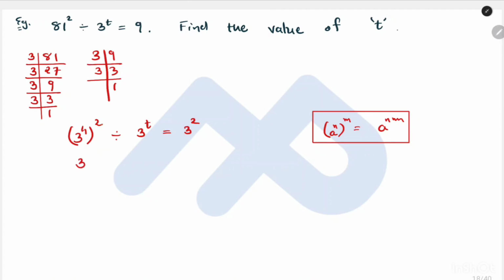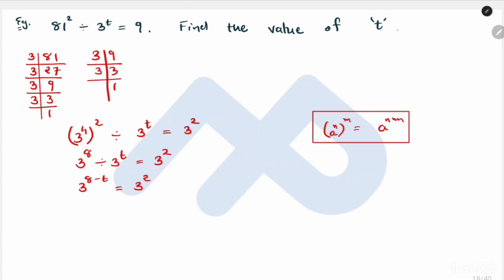So 3 raised to 4 into 2, that's 8, divided by 3 raised to t is equal to 3 raised to 2. In division, if the bases are the same, you subtract the powers, so that is 3 raised to 8 minus t is equal to 3 raised to 2. So now we have simplified it. On the left hand side only one term is there, on the right hand side also it is only one term. You'll have to simplify it to a single term whenever there is an equation type of question in indices.